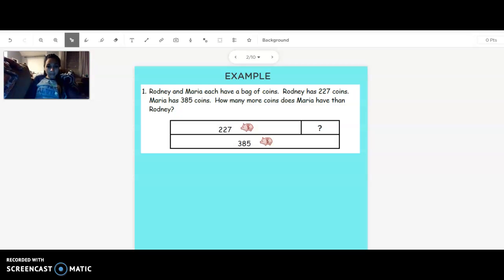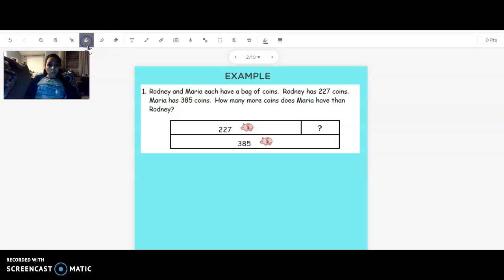All right, so here's the example of how to do the addition and subtraction word problems using your strip diagrams. Rodney and Maria each have a bag of coins. Rodney has 227 coins. Maria has 385 coins. How many more coins does Maria have than Rodney?